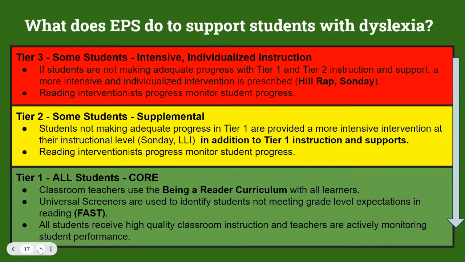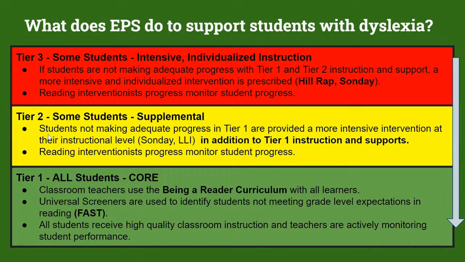What does Edina Public Schools do to support students with dyslexia? These are tiers of support, and at tier 1, which is your core instruction, classroom teachers use the Being a Reader curriculum with all learners. Universal screeners are used to identify students that are not meeting those grade level expectations, and we use FastBridge for our universal screener. And then as teachers, we know that we are providing all of our students high quality classroom instruction, and we are constantly and actively monitoring student performance.